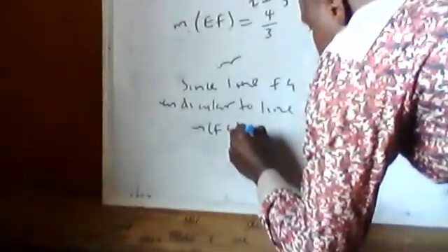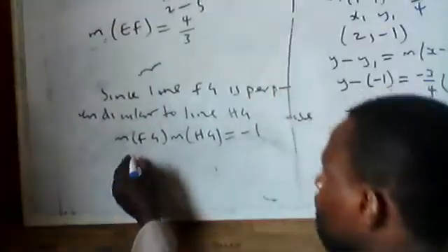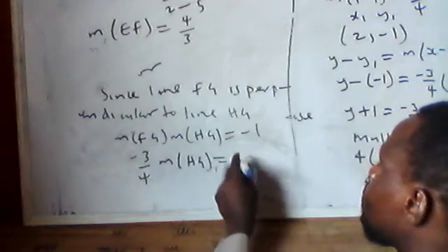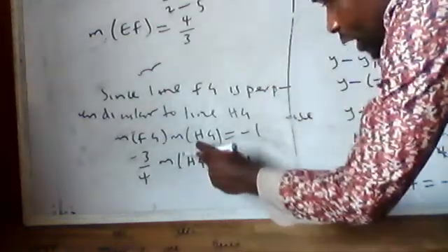So the gradient of FG times the gradient of HG will be equal to -1. And the gradient of FG is known. The gradient of FG is the one we solved here. Look at it here. FG is what? -3/4. The gradient of FG is -3/4, that is -3 all over 4. The gradient of HG equals -1. From here, we are looking for the gradient of HG, so we make the gradient of HG the subject of the formula.